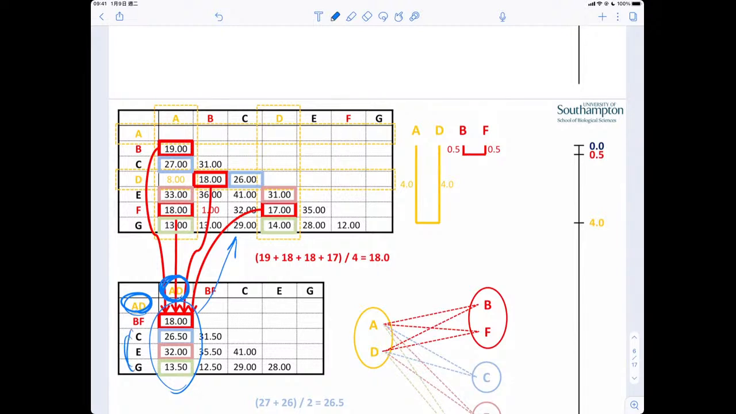Right here, for example, this blue one. I would like to know the distance between C and AD. Quite easily, we find the distance of CA and CD, which is 27 and 26. Now we write the average distance right here.